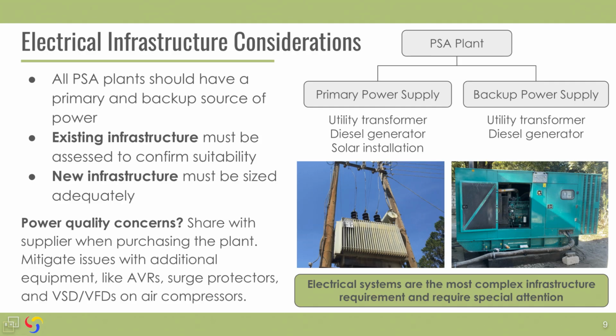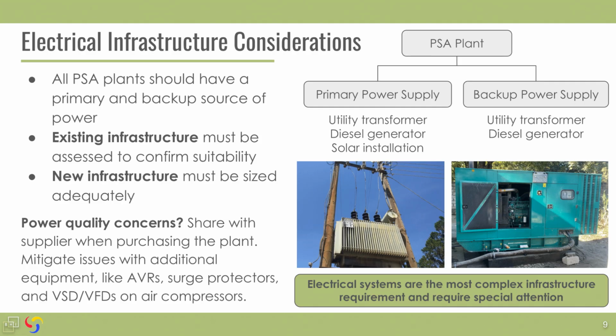In addition to confirming capacity on the existing utility transformer and diesel generator, an experienced electrician should confirm that the existing cables, circuit breakers, and protections can support the added load of the PSA plant. If there is insufficient capacity on existing infrastructure or no existing infrastructure, new infrastructure will be needed. The power supplies, cables, circuit breakers, and protections must be sized adequately for the PSA plant and any additional loads that may be added to the system.